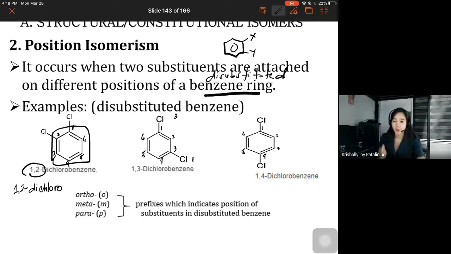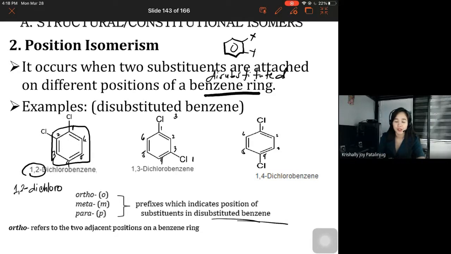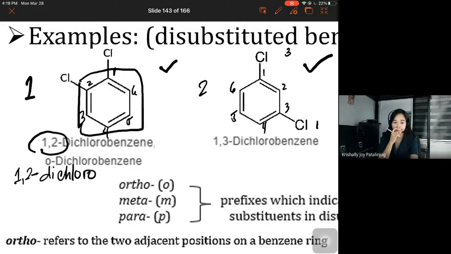So, when do we use ortho? Ortho refers to two adjacent positions of substituents on a benzene ring. When we say adjacent, it means next to each other. Given this set of di-substituted benzene ring structures, molecule 1, 2, 3, where can we use ortho? Okay, molecule 1, very good, because they are adjacent. So instead of 1, 2 for the location of the two chloro, you can use the prefix ortho. So it becomes ortho-dichlorobenzene.